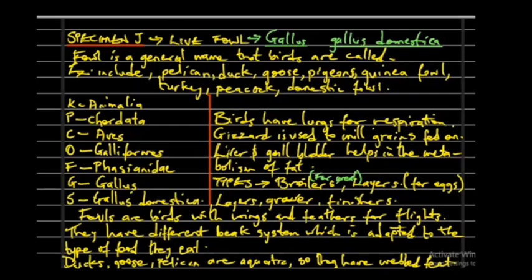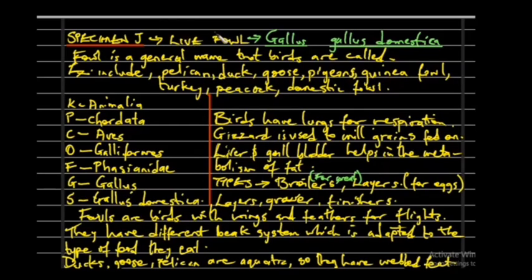So those specimen J, which is live fowl, that is Gallus domestica. For the normal domestic fowl, Gallus domestica. But fowl is a compound name for birds. It is a general name that birds are called. And these birds include pelican, duck, goose, pigeons, guinea fowl, turkey, peacock, domestic fowl as well. All of these are called birds, but let's seclude our discussion to the normal domestic fowl.